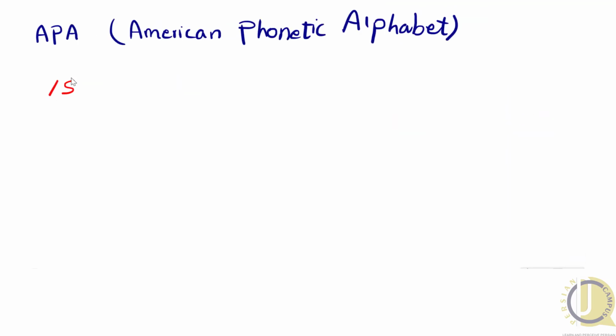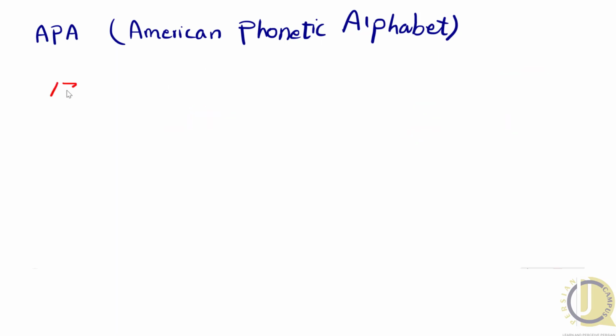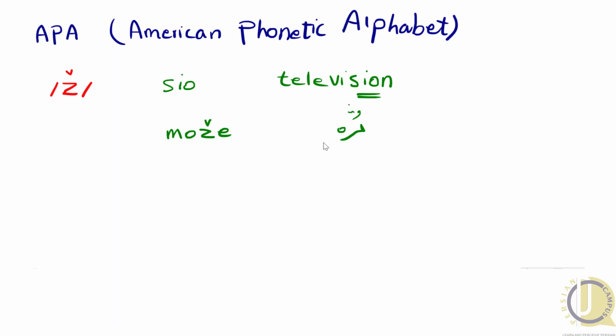The other one is this symbol, which is a symbol for sh sound. از این شب، بیشتر. This symbol is a symbol for what S-I-O in a word such as television sounds. ژ. از این مژه، بیژن.